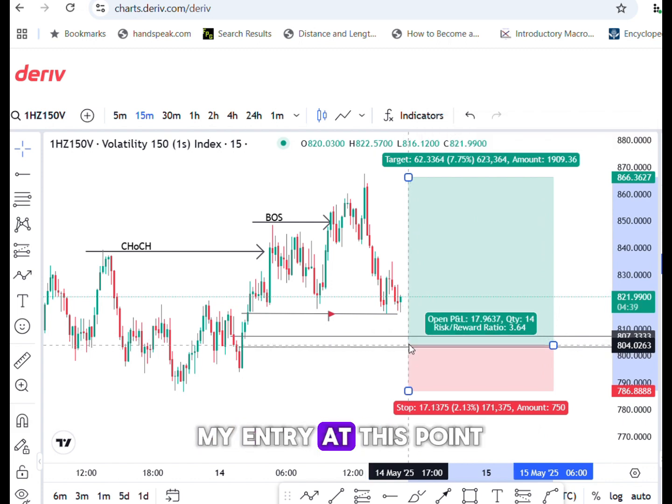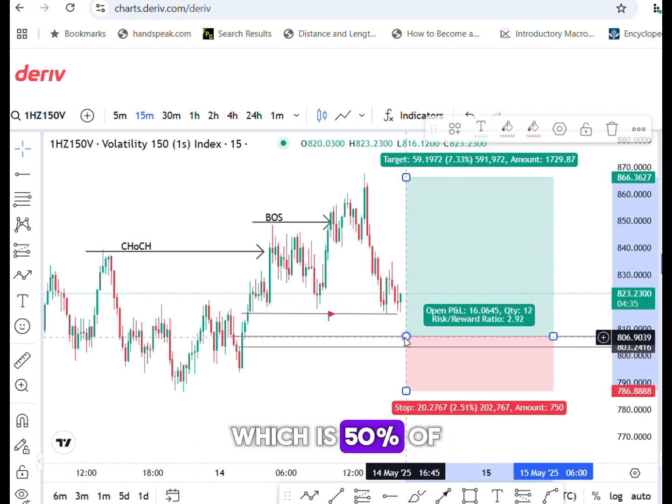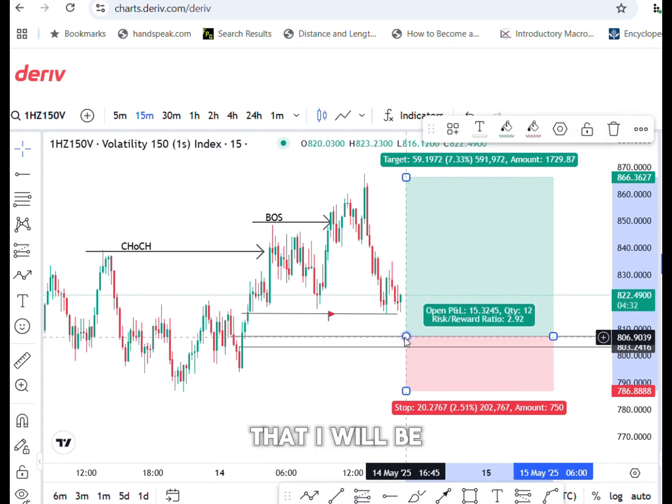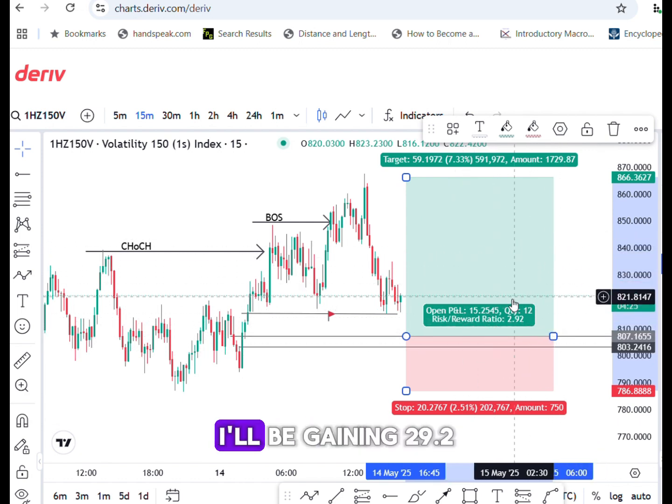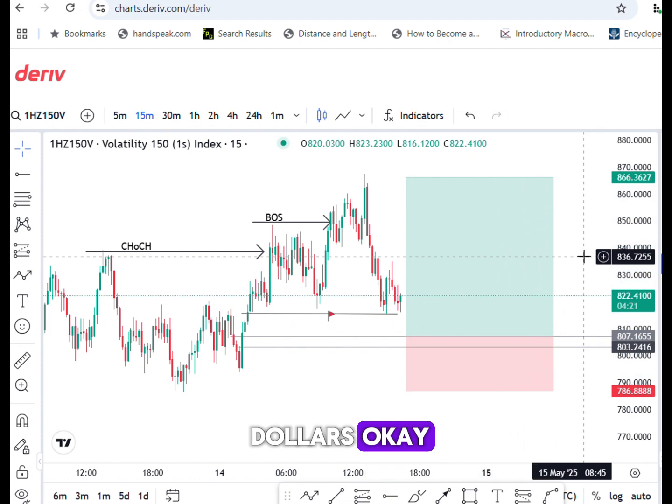But if I put my entry at this point, the first line, which is 50% of the 15 minutes time frame order block candle, then I will be gaining 1 to 2.92. That means if I risk $10 on this trade, I'll be gaining $29.2. Okay, that is it.